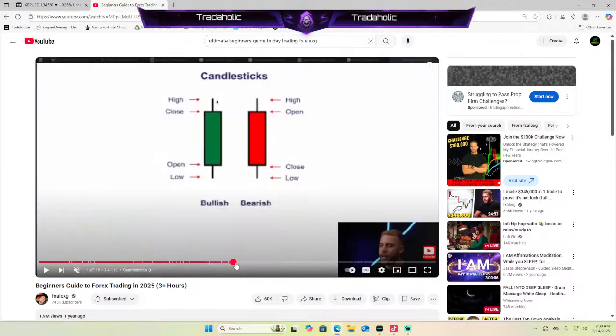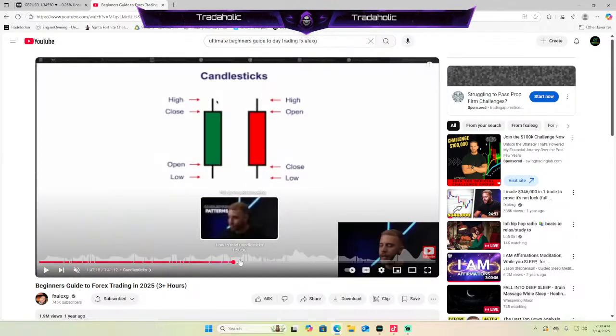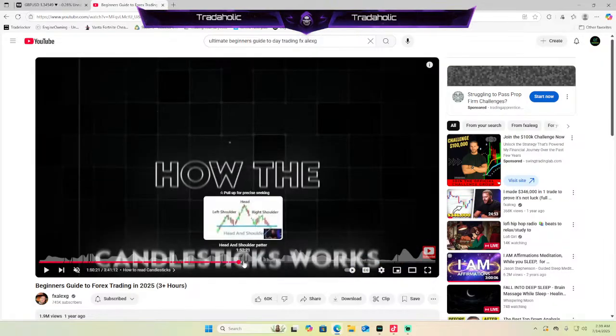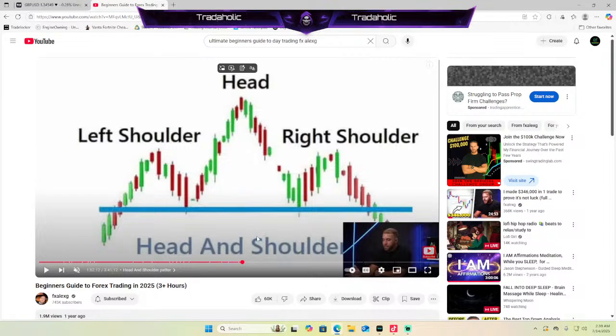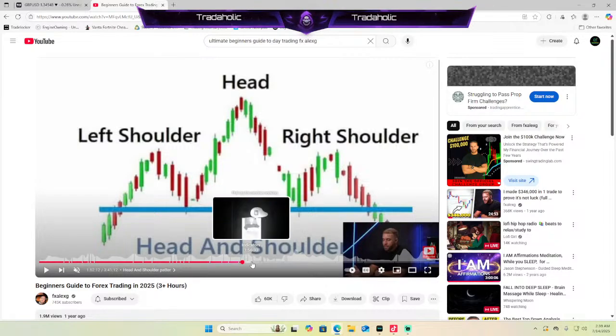Psychological levels, he's going to go over that. He's going to go over candlesticks, bullish and bearish. He's going to go over how to read the candlesticks, which ties into price action. He's going to go over some chart patterns like inverted head and shoulders, double top, equal highs, equal lows, things like that.